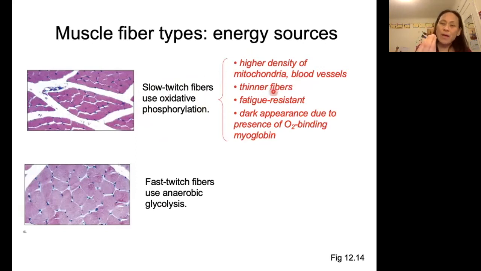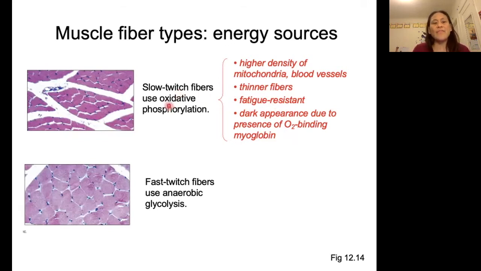We're going to have thinner fibers in slow twitch fibers. Slow twitch fibers are going to be thinner because that makes it easier for the oxygen to diffuse into the fiber. Slow twitch fibers are going to be more fatigue resistant because we are not generating lactic acid, which is a byproduct of glycolysis, right? Since we're not doing very much glycolysis, we're not generating very much lactic acid, which is going to lead to us not fatiguing as easily in a slow twitch fiber.